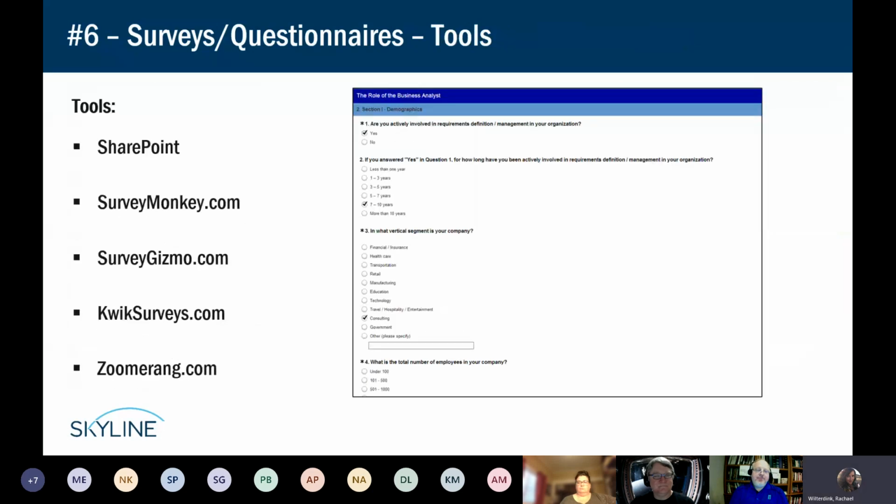So there are many, many tools out there. These are just a couple that I'm aware of. Have any of you used any of these specific tools for surveys? I have, yeah. SurveyMonkey is kind of the most popular one that I'm aware of. Andrea, you got your hand raised. What do you use? No? Nick? They got their hands raised.